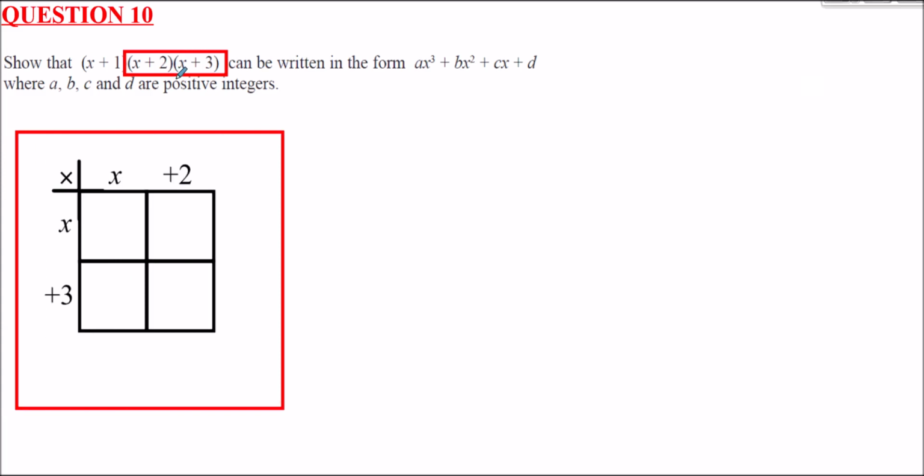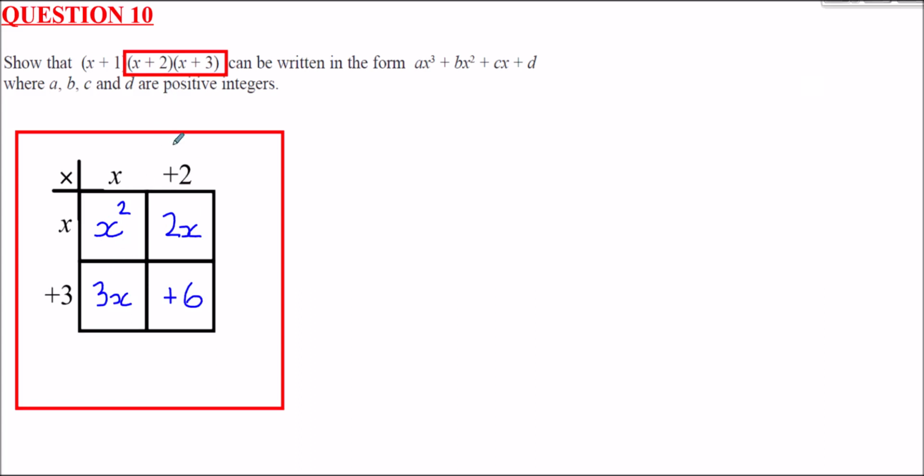So let's expand this out like so. These last two brackets, x plus 2 multiplied by x plus 3, do the boxes in any order. So if I do this top one, x to the side, x above means I do x times x, which is x squared. This one here, x times positive 2 is 2x. This one is going to be x multiplied by 3, which is 3x. And finally, 2 times 3 gives positive 6.